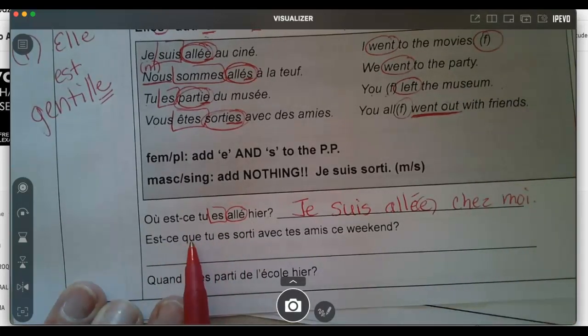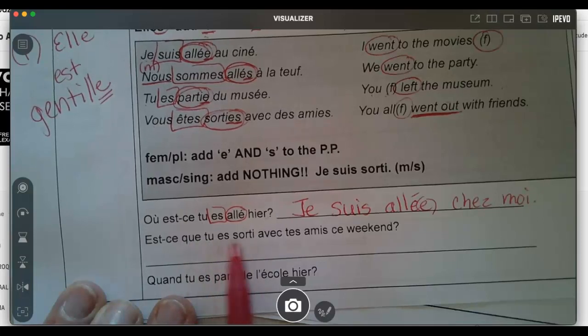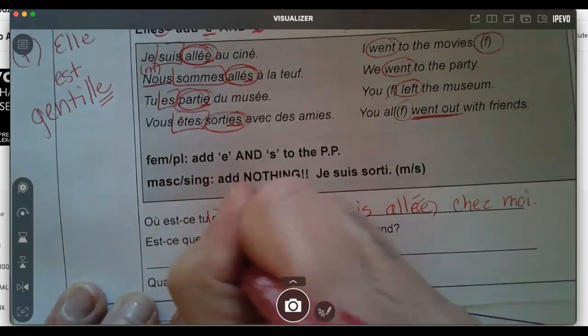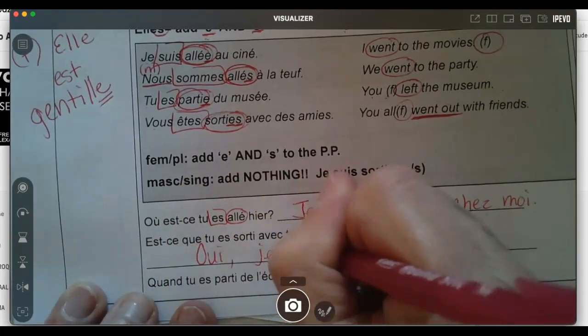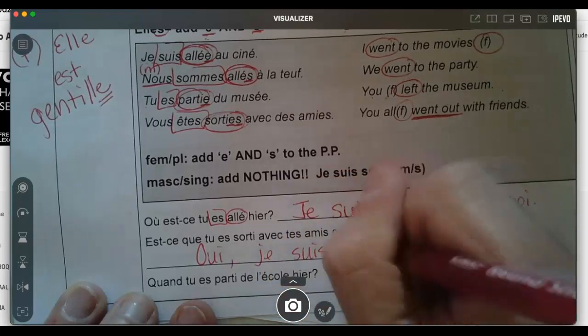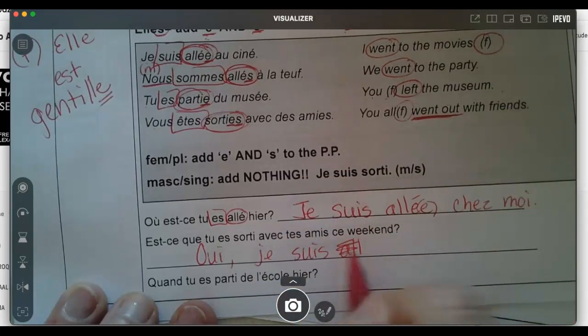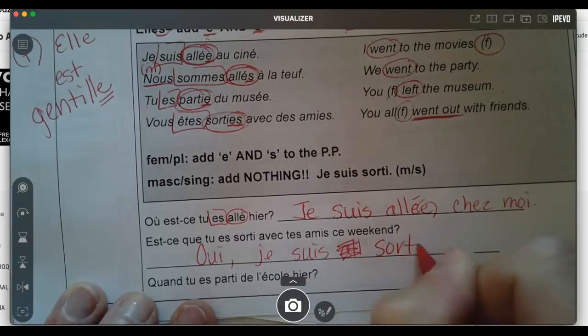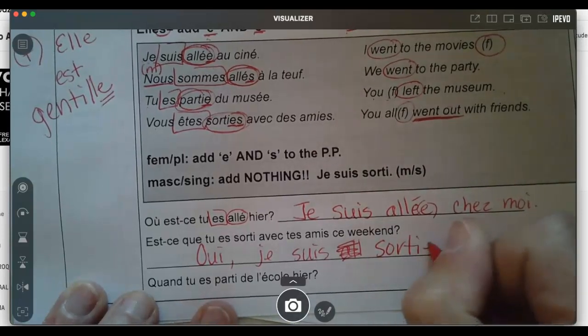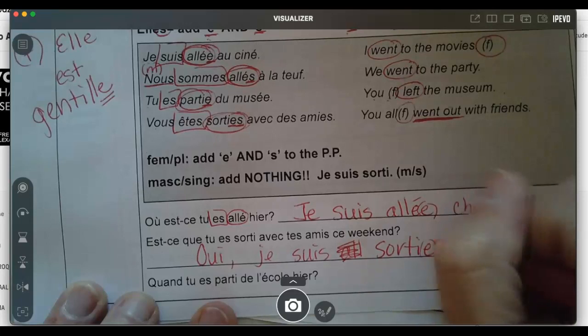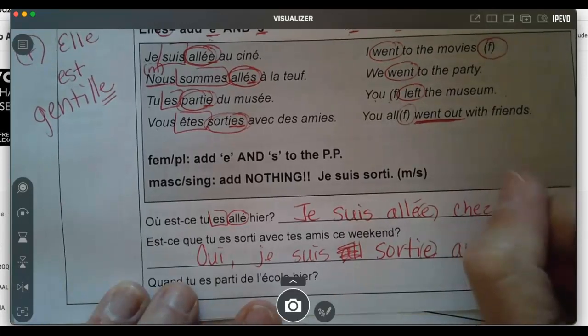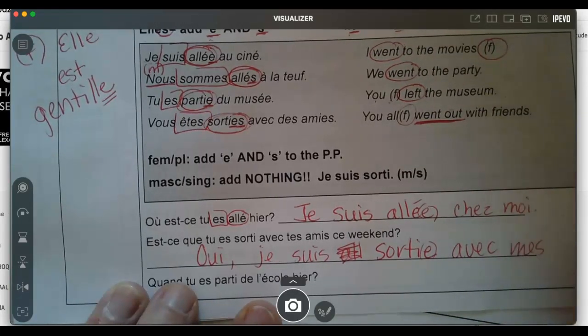Est-ce que tu es sorti? Did you go out avec tes amis ce weekend? Actually, I did go out with my friends this weekend. Oui, je suis allé. Oh, no, we're doing sorti, sorry. Je suis sortie. Now, I am a she, her, so I have to add an E. You decide for you. Avec mes amis.